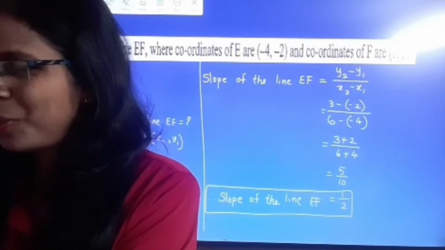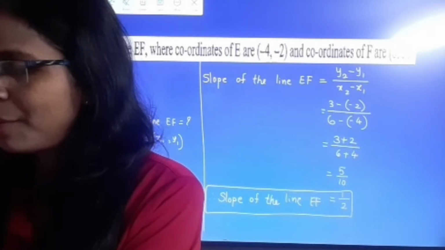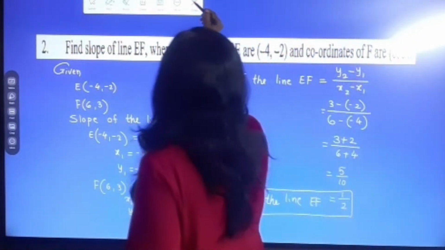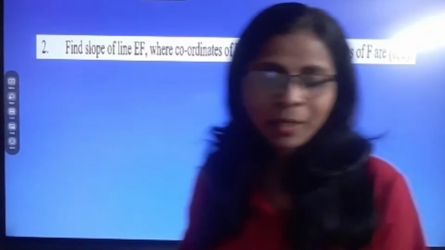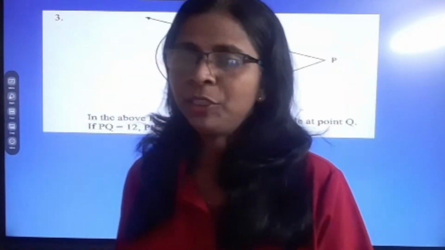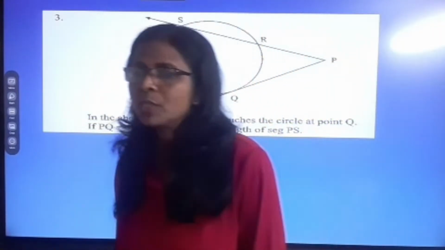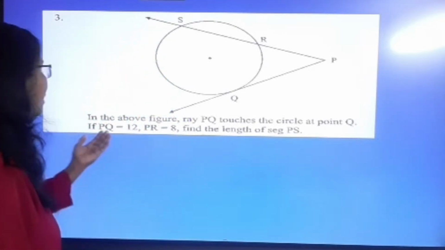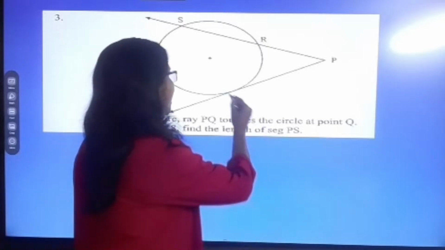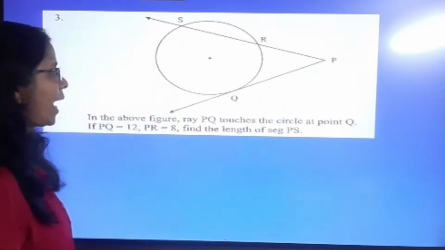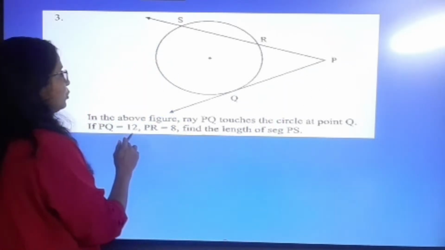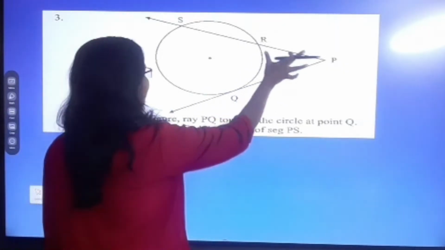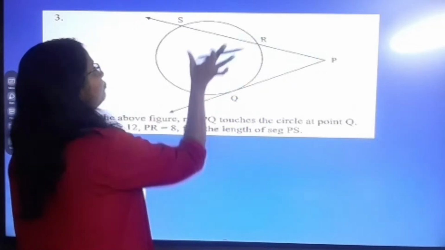Okay students, so now let us see the next example. The next example is the third example, students, because we have to solve 4 questions out of the given 5. So now here, students, the first one: in the above figure, ray PQ touches the circle at point Q. If PQ is equal to 12, PR is equal to 8, find the length of PS.